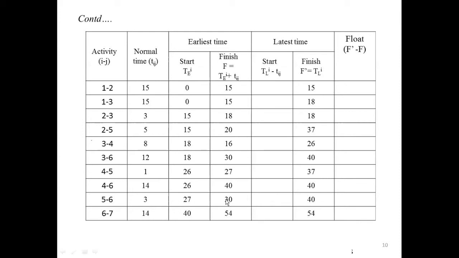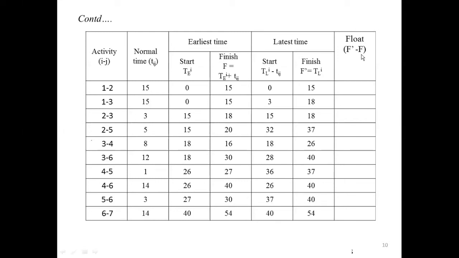Then next, you have to write the latest start time. The latest start time is given by TL of i minus T of ij. TL of i value, 15 minus 15 will get 0. 18 minus 15 will get 3. Similarly, 18 minus 3 will get 15. Similarly for other elements, 40 minus 3 will get 37. 54 minus 14 will get 40.